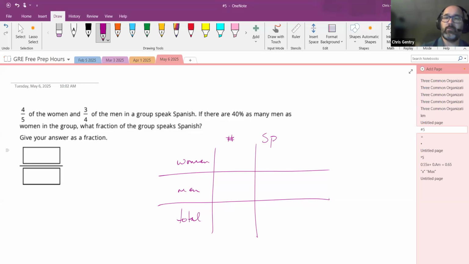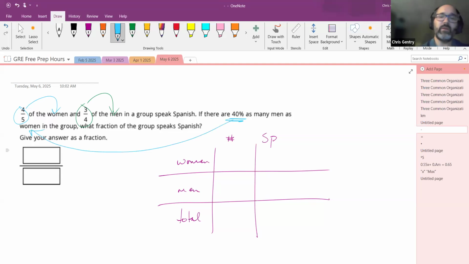Now, the tricky part here is knowing where to plug a number. And the idea behind plugging numbers is choose the number for where you have the most directions to act. 4/5 is going to apply to the women. 3/4 is going to apply to the men. This 40% as many men as women, this is taking 40% of the women, and that's how many men are in that group.